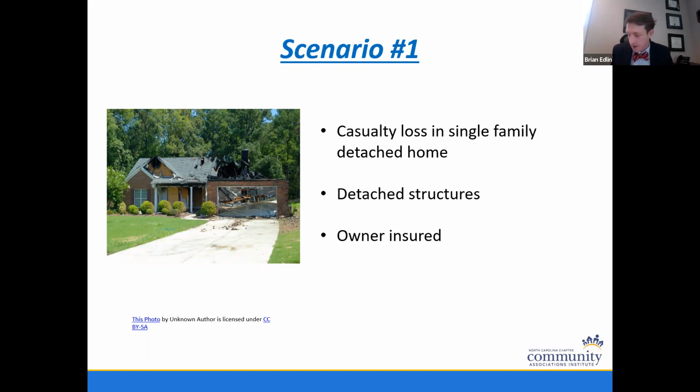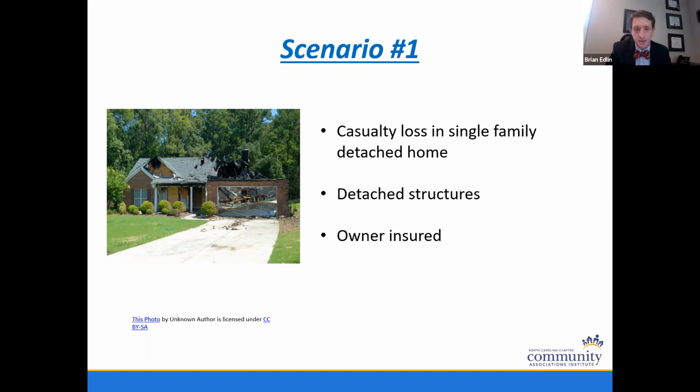However, in this case, we want to go through some scenarios and elaborate on that a little bit, because the association is not always involved. This is an example, for instance, of a single family detached home, which is obviously not a townhome. There's a tree that has fallen on it. This is a casualty loss. It's a detached structure, and it would likely be owner insured.